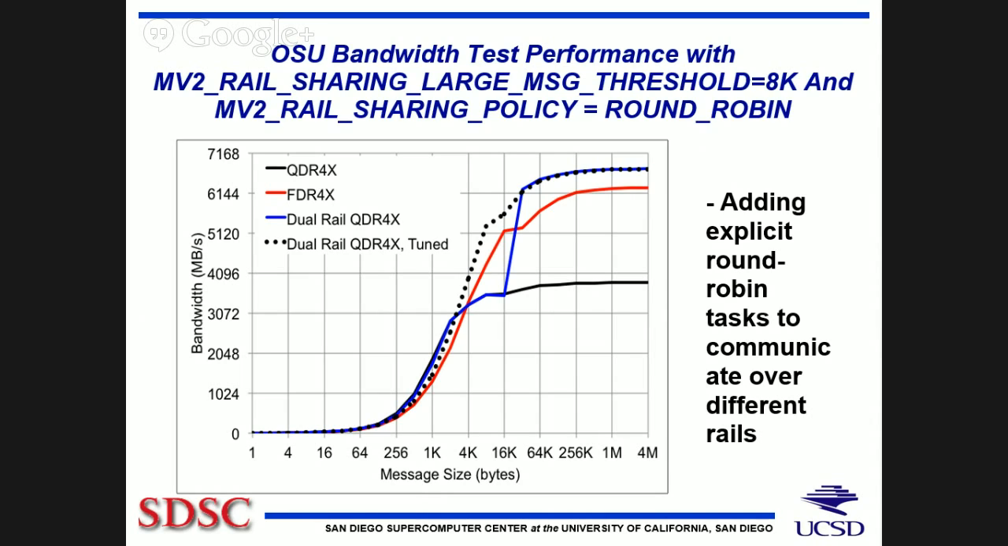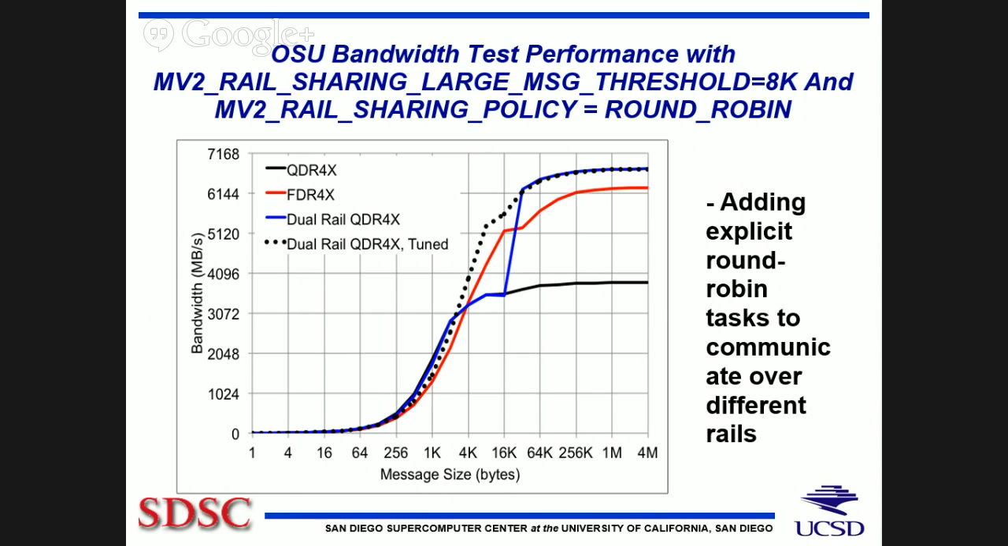And that's this dotted black line out here. You can essentially match the FDR performance at the lower message sizes and, of course, exceed it at the upper end. So we did pretty well with dual rail QDR application performance also, as you might expect.